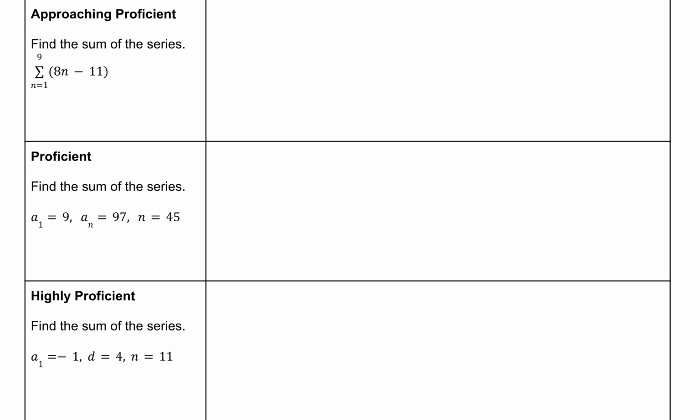For arithmetic series, remember, when it says series, that means we're adding terms together. So when I have a sum like this, it means I'm adding the first 9 terms together for 8n minus 11. To find the sum of the series, we could say the first term when n equals 1, if I plug a 1 in, I would get 8 times 1 minus 11 and get negative 3.